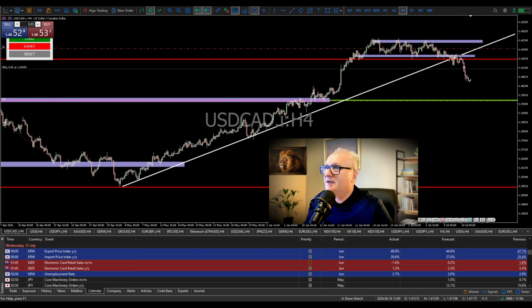Then, of course, at the top here, we drew the other one in, which is the resistance. Every time it hits here, what does it do? Every single time it breaks to the downside without fail. It comes down, comes down, comes down. Every time it hits the support, it goes up, goes up, goes up.